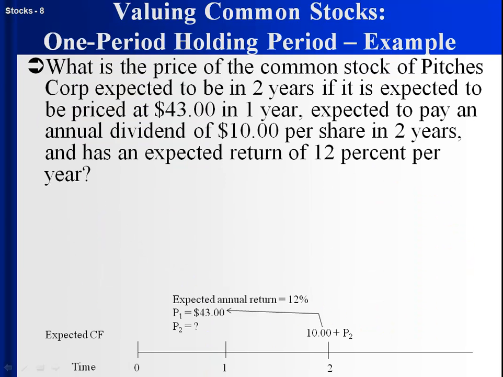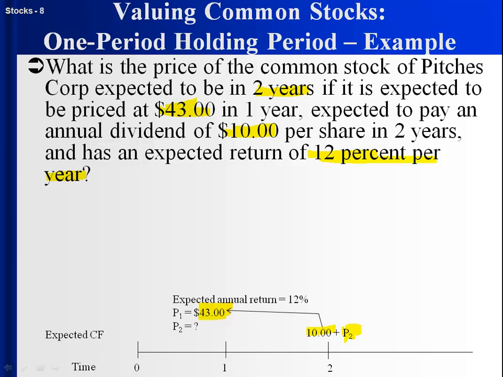Finally, we want to know what the price of Pitches stock is expected to be in 2 years. In 1 year, it's expected to be priced at 43, $10 dividend in 2 years, and it has an expected return of 12% per year. And one of the reasons I like this problem is we've got a situation where we're given a price in 1 period. And we often, like we've seen in the previous 2 examples, P1 is kind of the later price. And then we discount it to get the more recent price. But in this case, the price in 1 year is actually the more recent price, the expected price.